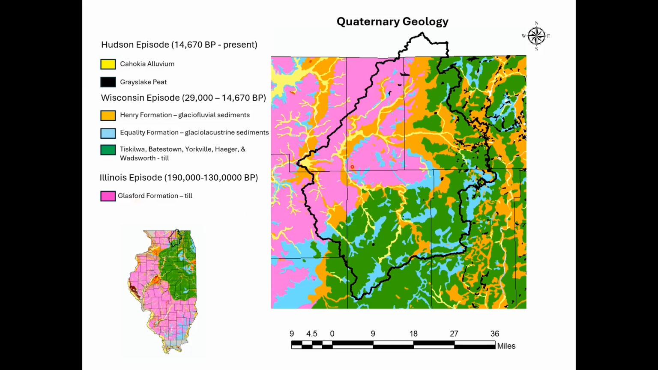The Illinois episode, the pinkish material, is actually underneath the green, unless it had been eroded away. So if we were to drill through the green areas, in theory, the pink, the older till, should be underneath it, and then the bedrock underneath that. Now, it was eroded away in some places, and it's not present everywhere. So we have two different ages of glaciation. We have two different ages of outwash, the meltwater that's in the area.